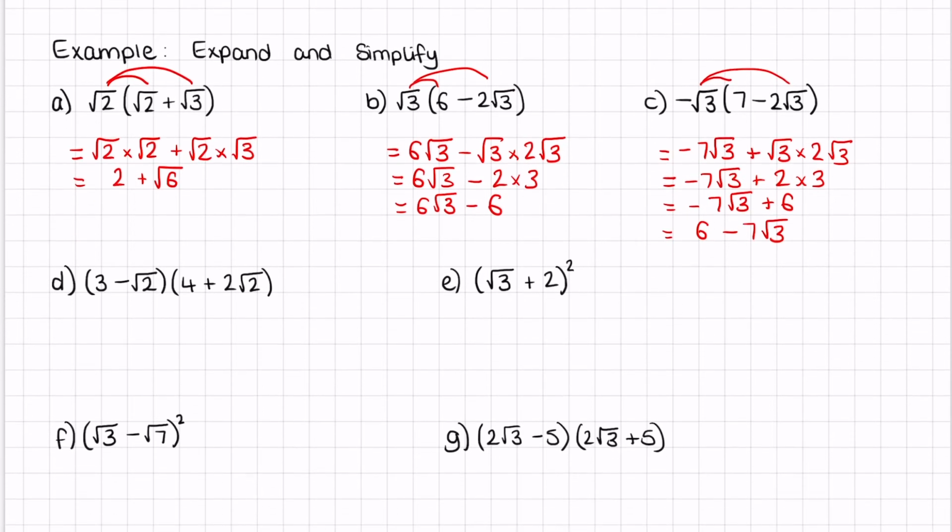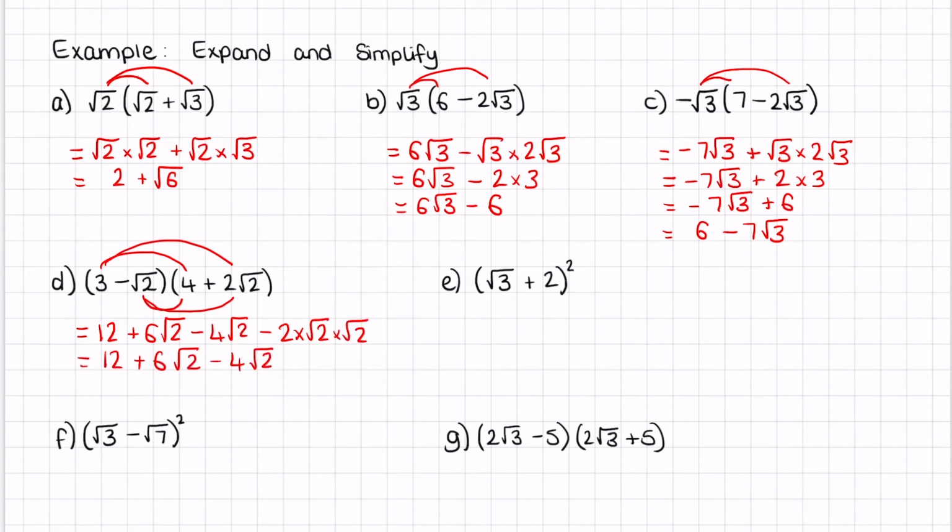D, 3 minus root 2 multiplied by 4 plus 2 root 2. Now we just use our FOIL expansion, or however you like to expand double brackets. So we're going to have 3 times 4, which is 12. 3 times 2 root 2, so we'll have plus 6 root 2, minus root 2 times 4, so it'll be minus 4 root 2, and then minus root 2 multiplied by 2 root 2, which will give us minus 2 times root 2 times root 2. We can simplify that last part, which will give us minus 4, so it'll be just 2 times 2. Then we can simplify our like terms. So we have 12 minus 4, which is 8, and 6 root 2 minus 4 root 2, which gives us plus 2 root 2.